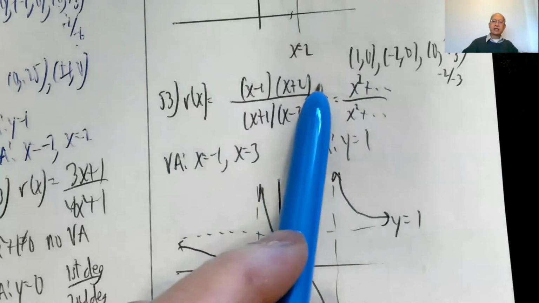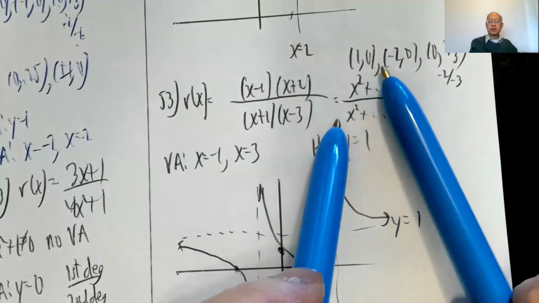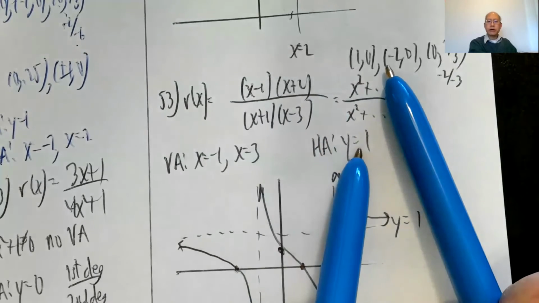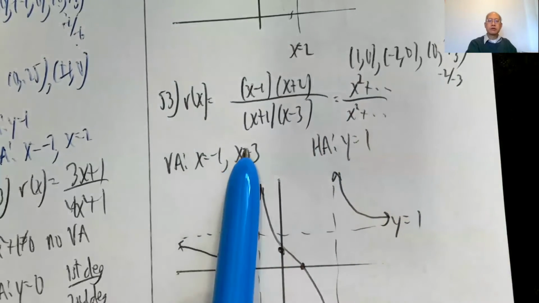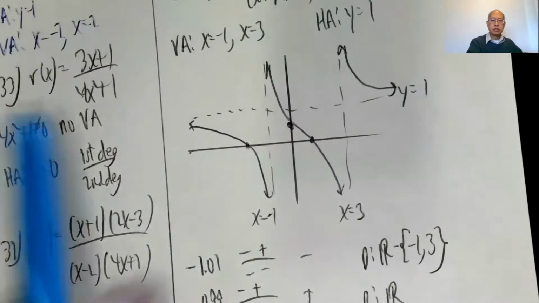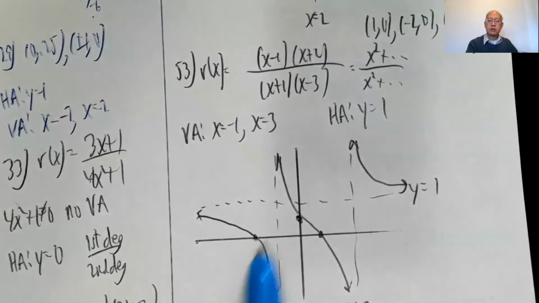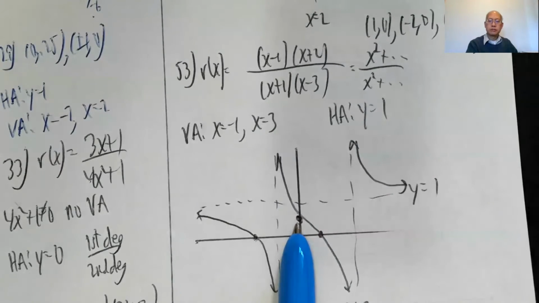If you multiply that out, it's x squared plus something divided by x squared plus something. So the ratio of the coefficients is 1. So horizontal asymptote, y equals 1. Vertical asymptote, x equals negative 1, x equals 3. So here we go, negative 1, 3. What do we say? (1, 0), (-2, 0), (0, 2/3).